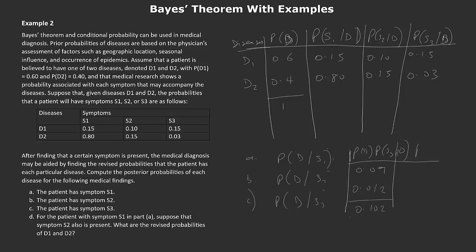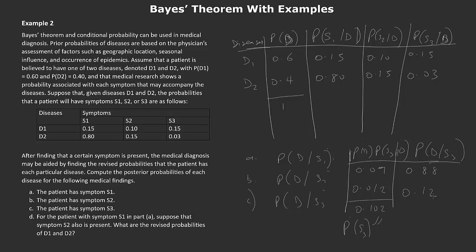So let's compute the updated or revised probability, which is the probability of disease given symptom 3 as well. So we take 0.09 divided by 0.102, which is basically the marginal probability of the third symptom. So let's compute this. This becomes 0.88 and this becomes 0.12. So what this shows clearly is that if symptom 3 is expressed, there's a much higher likelihood that the patient is suffering from disease 1.